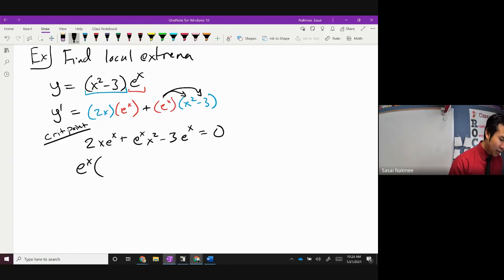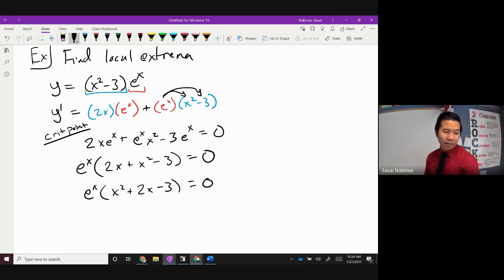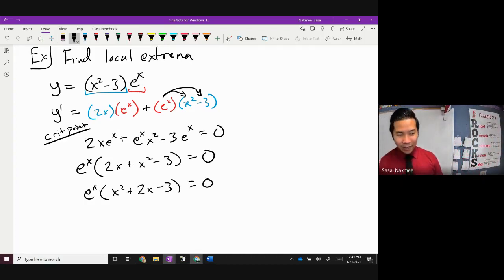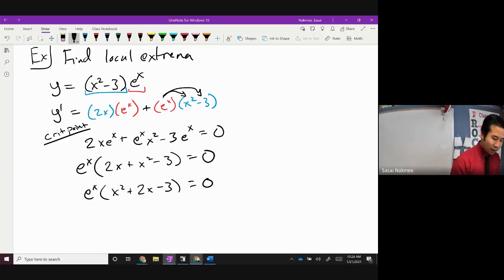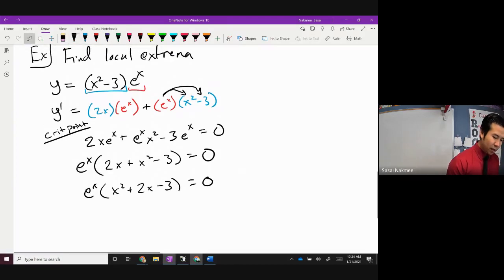So I have e to the x factored out, and I'm going to end up here with 2x plus x squared minus 3 equals 0, which I'm hoping you can see. This right here, I can rewrite into decreasing powers, right? Descending powers. So e to the x times x squared plus 2x minus 3. And I'm hoping you see that's not that bad, right? That's just a quadratic multiplying with e to the x, right? And I can factor this x squared plus 2x minus 3.